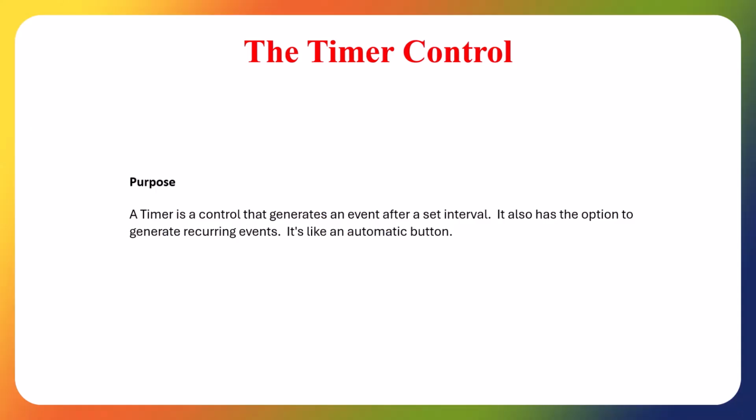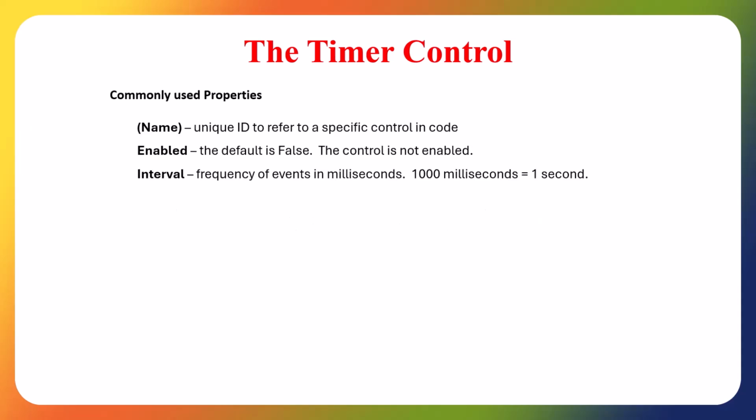Timer control. A timer is a control that generates an event after a set interval. It also has the option to generate recurring events. It's like an automatic button. The commonly used properties are the name, a unique ID to refer to a specific control in code.